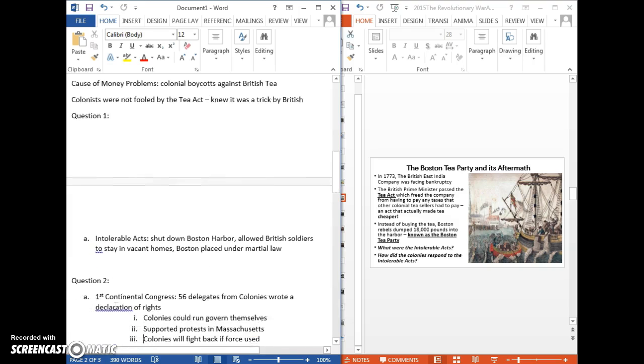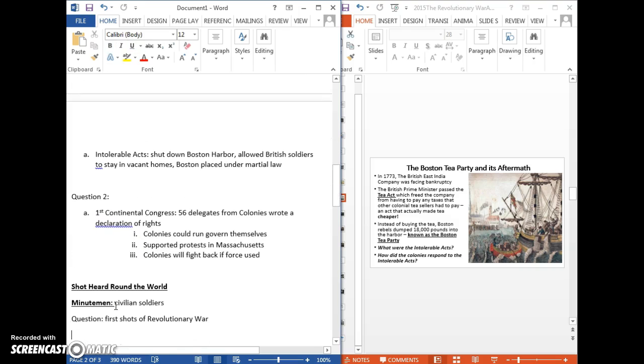And as a response to that, the British Parliament passed the Intolerable Acts, which essentially shut down the Boston harbor and did not allow any goods to come into Boston, as a way to punish the Bostonians for the act of defiance. It allowed British soldiers to stay in vacant homes, and it placed Boston under martial law. Essentially, this placed it under the rule of the military.